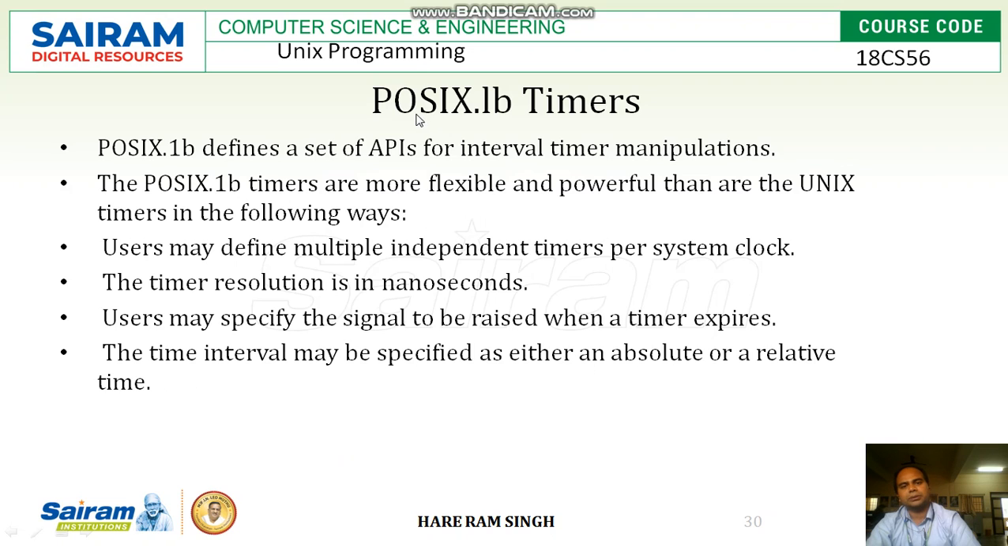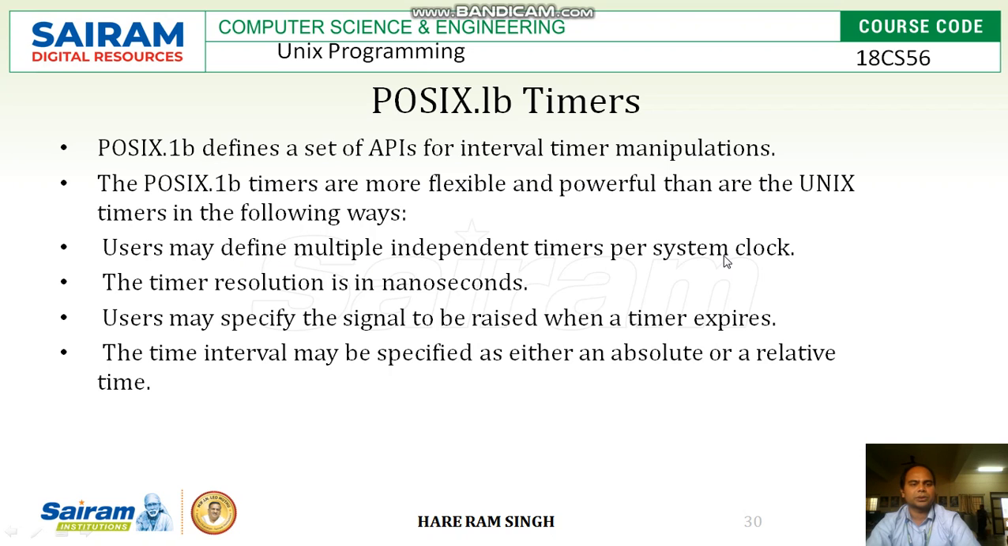The last topic which we are going to study is POSIX.1b timers. POSIX.1b defines a set of APIs for interval timer manipulation. Suppose you want to manipulate the interval timer, then we can use the POSIX.1b timers. The POSIX.1b timers are more flexible and powerful than the Unix timers in the following ways.